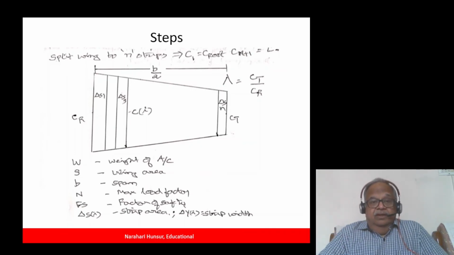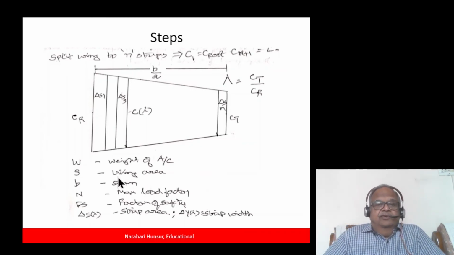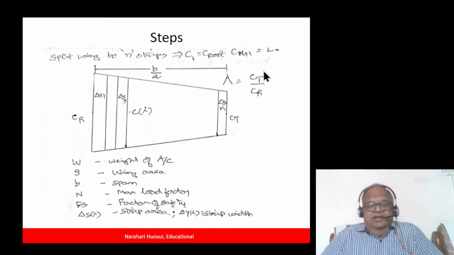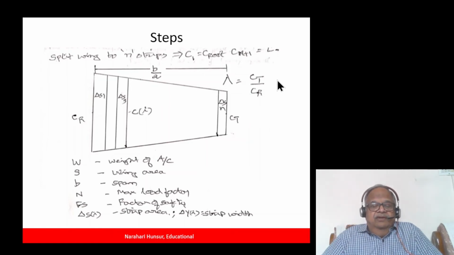Just to see that if you have a generic trapezoidal wing, where the root chord is given as CR and the tip chord is given as CT, and the semi-span is b by 2. b is the span, and one side of the wing is b by 2. The taper ratio is CT by CR, tip by root. And as I said, a taper ratio close to 0.25 to 0.3 gives you an optimal wing, as close to the elliptic loading as possible.